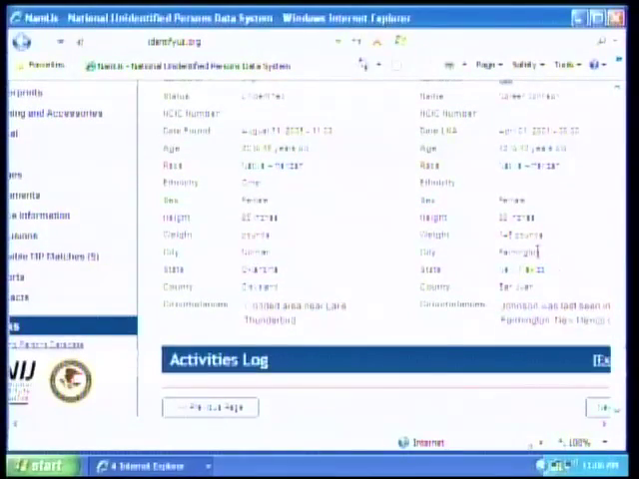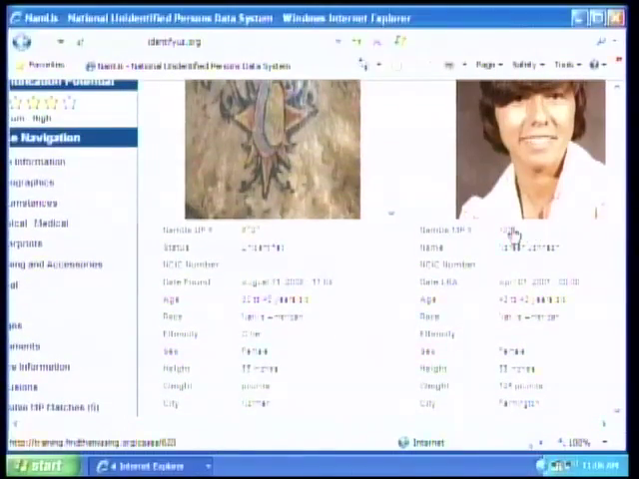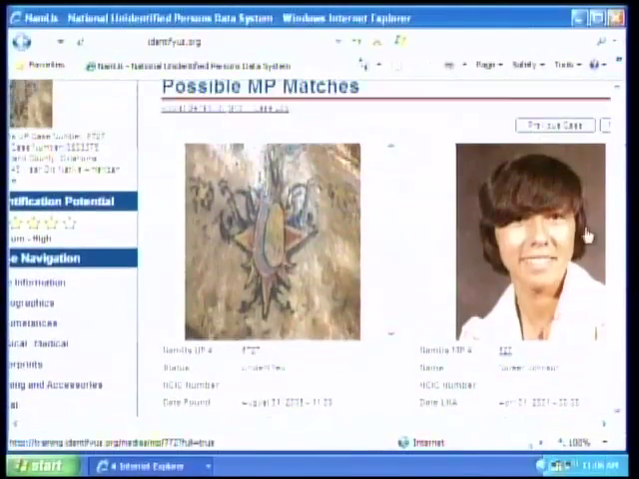She went missing out of Farmington, New Mexico, and the decedent was found in Norman, Oklahoma. So there's nothing in this description that would immediately make me want to exclude the possibility that Noreen could be our decedent. So let's open up her file, Noreen's file, by clicking on her MP number. She's MP number 620.